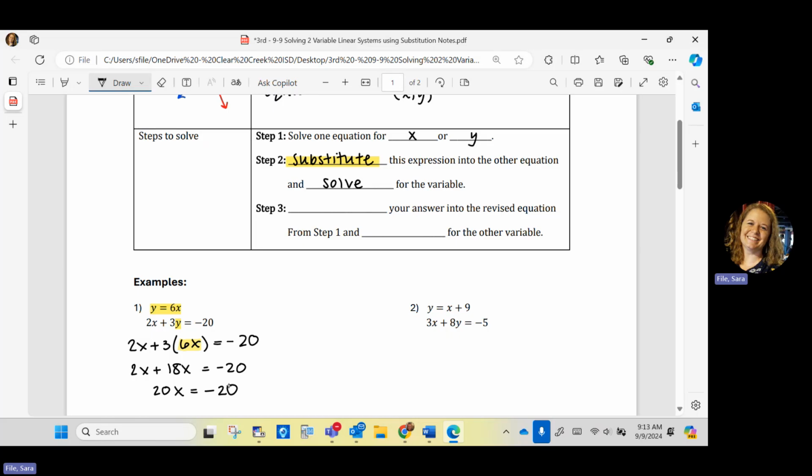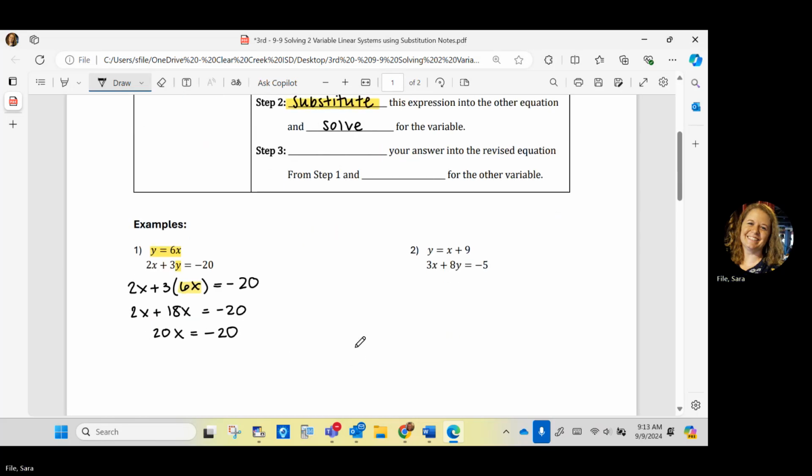And how do I get rid of that 20 in front of the x? I'm going to divide it out, get rid of that coefficient, and I get x is -1. Okay, this is not my answer. I am not done. Do not just box this in and be done. That was only step 2.